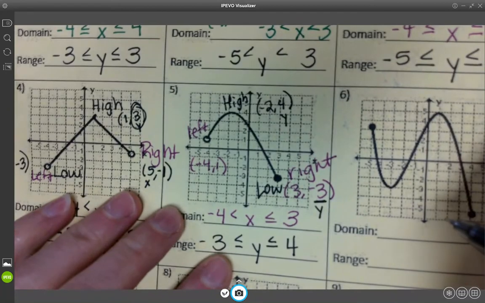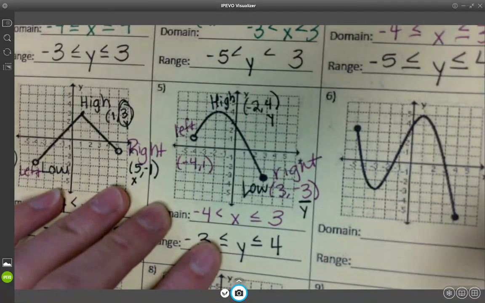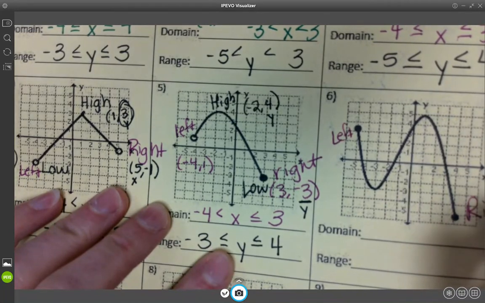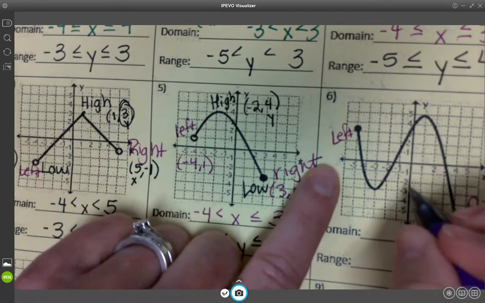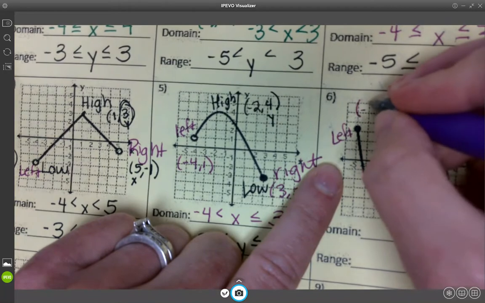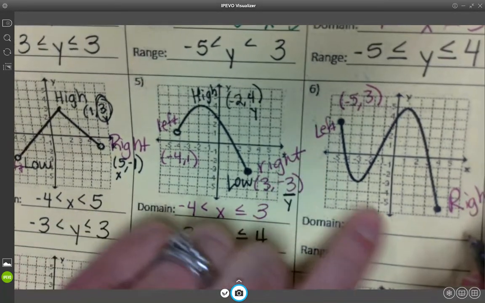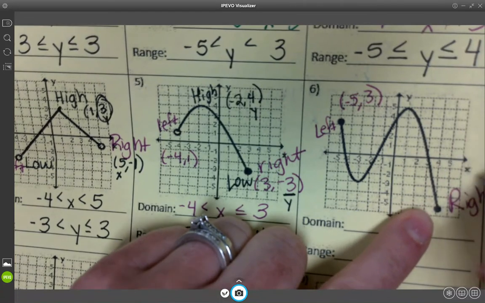All right, let's look at the next one. We're doing left and right. So this is my leftmost point, our rightmost point. So this point is at -5, 3. Our rightmost point is at 4, -5.